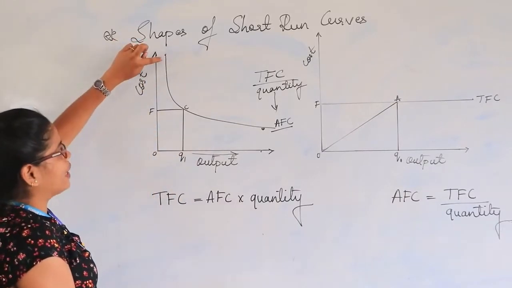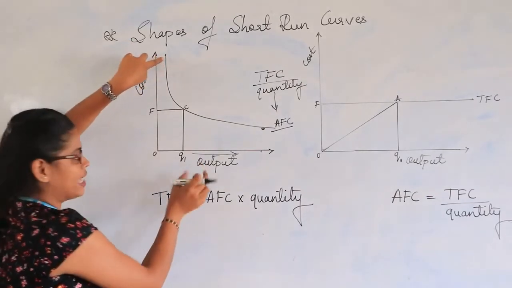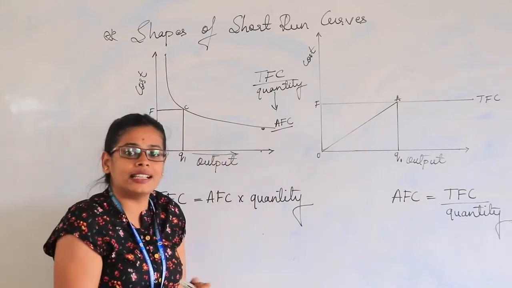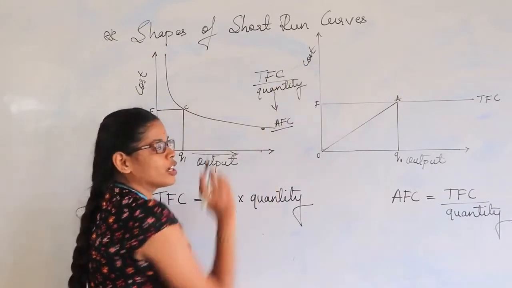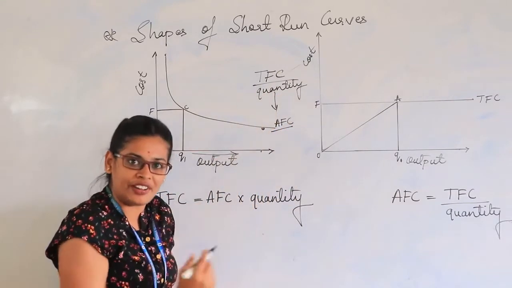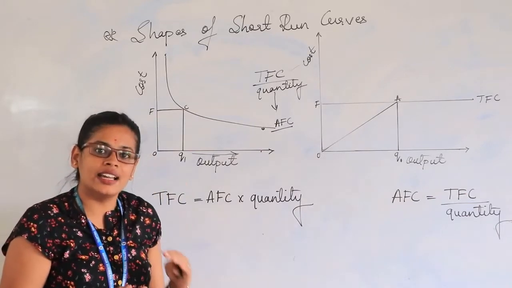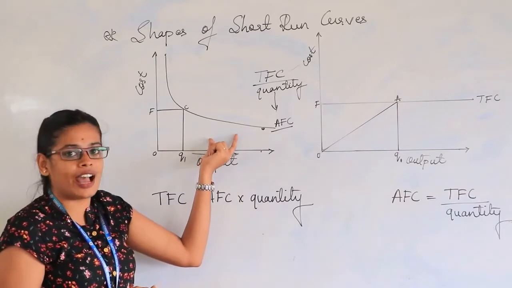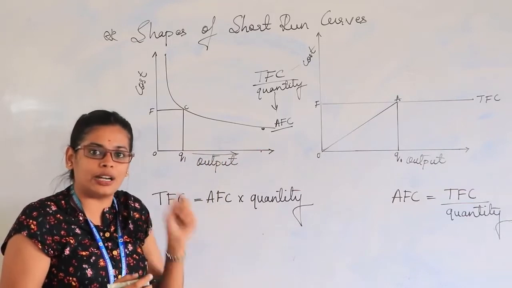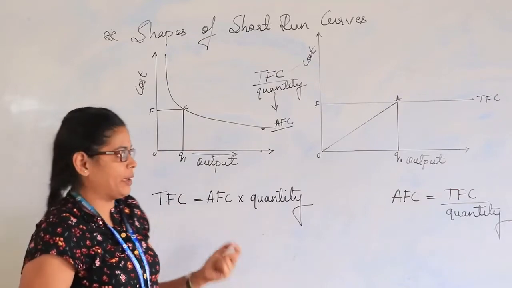So that's the reason you can see that the AFC has started gradually falling as we increase the quantity. The AFC tells us that even if the fixed cost is constant, if you increase the quantity, the average fixed cost starts decreasing. With this graph you can understand that even though the fixed cost is fixed, if you increase the quantity, the average fixed cost will always decrease.